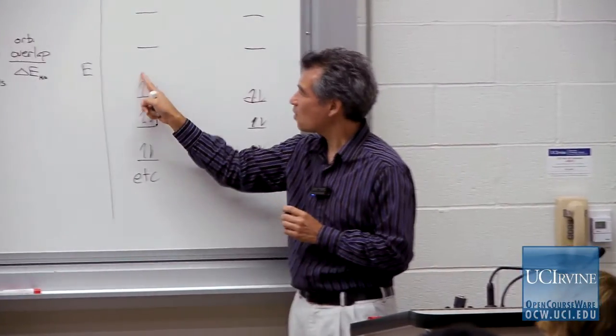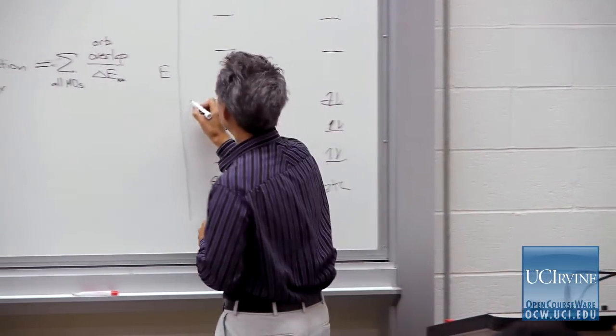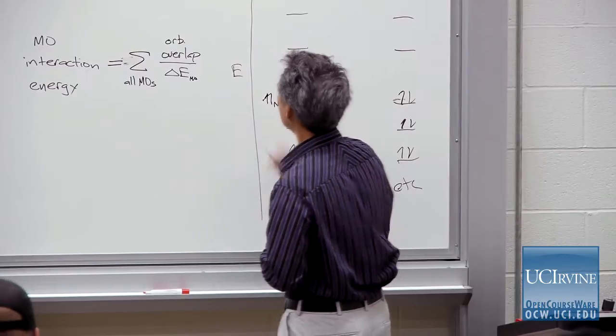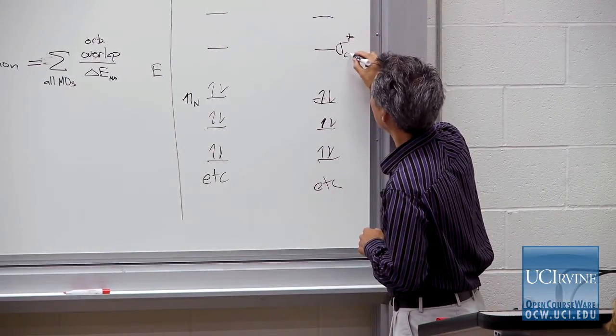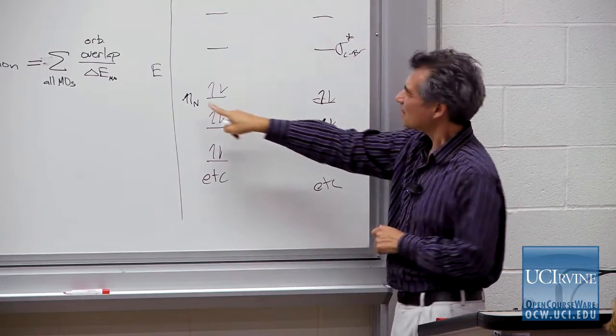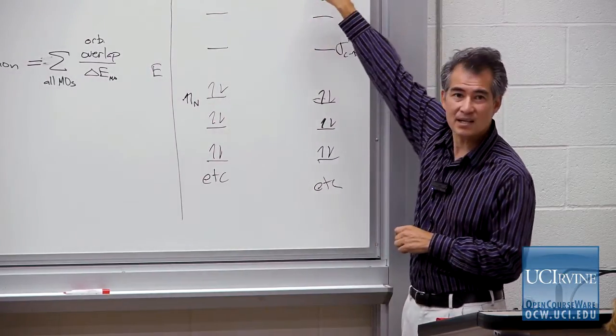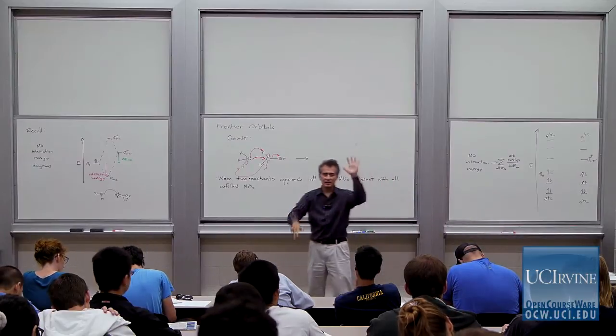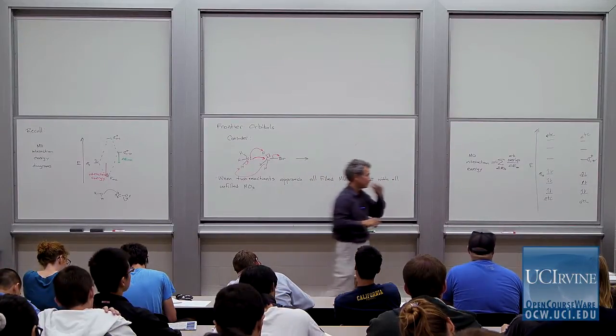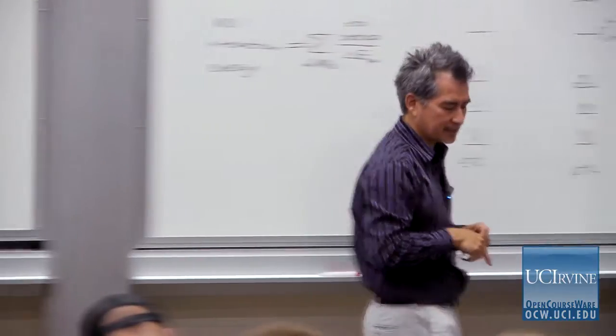I have to think about the overlap of this, for example, non-bonding orbital on nitrogen interacting with sigma star for the carbon-bromine bond. But I also have to think about this interacting with every single other orbital simultaneously. And so the number of interactions is massive. And we're not going to be any good at this.